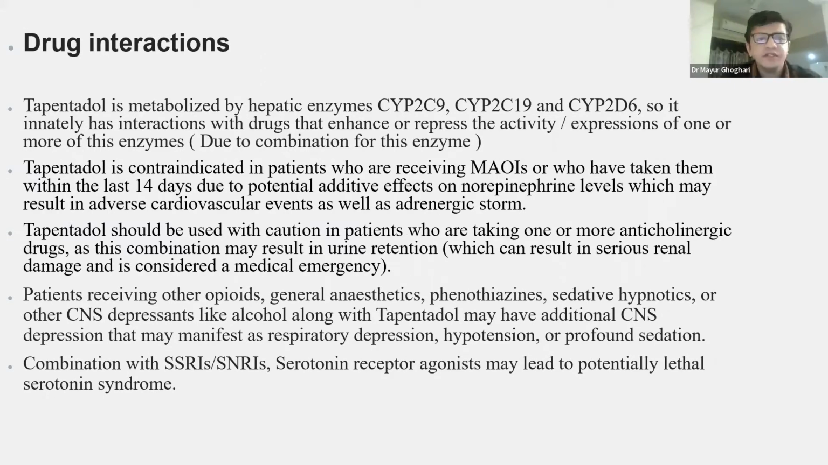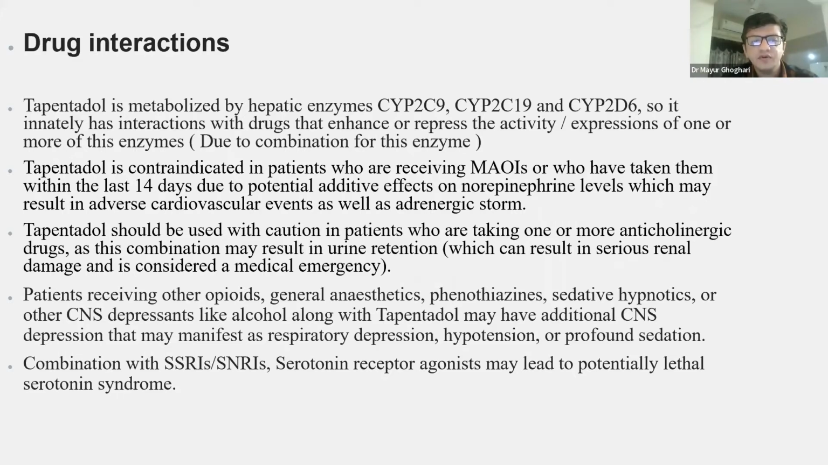Drug interaction. Tapentadol is metabolized by the hepatic enzymes CYP2C9, CYP2C19 and CYP2D6. So it innately has interaction with drugs that enhance or repress the activity or expression of one or more of these enzymes. Tapentadol is contraindicated in patients who are receiving MAO inhibitors or who have taken them within the last 14 days, due to potential additive effects on norepinephrine levels, which may result in adverse cardiovascular events as well as adrenergic storm.